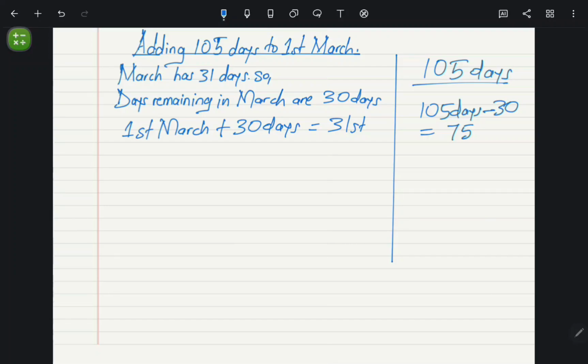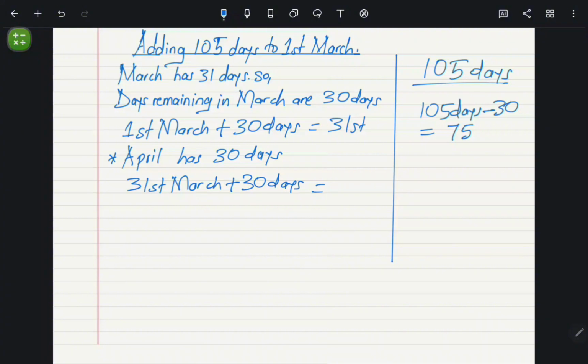So now the next month that follows the month of March is the month of April. Am I right? Now the month of April has 30 days. So we are having here April. April has 30 days, not so? So now what are we going to do? We are now going to get here 31st March plus the 30 days of April. When you add 30 days to 31st March, you're going to end up here with the 30th April. 30th April.